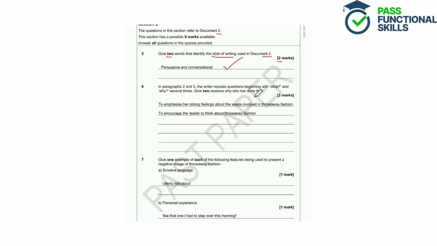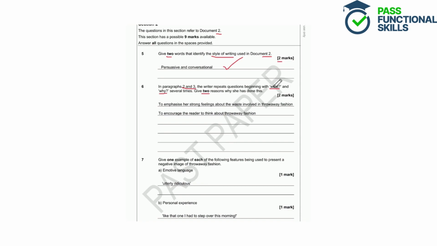Question 6. In paragraphs 2 and 3, the writer repeats questions beginning with what and why several times. Give 2 reasons why she has done this. Okay, so we're looking at document 2 again, and we're focusing on paragraphs 2 and 3, and we're looking for questions beginning with what and why. And then we need to give 2 reasons for the purpose of those questions. So give 2 reasons as to why those questions have been used.